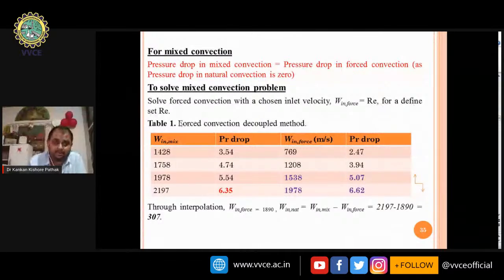That means in the case of the decoupled method, how does it actually work? We have some inlet velocities, and for each inlet velocity we have some pressure drop, and we are finding the forced convection velocities. At the inlet itself we are giving those velocities, like 769, 1208, 1538, 1978. So these runs we have taken for forced convection. For forced convection analysis, we are considering these values.